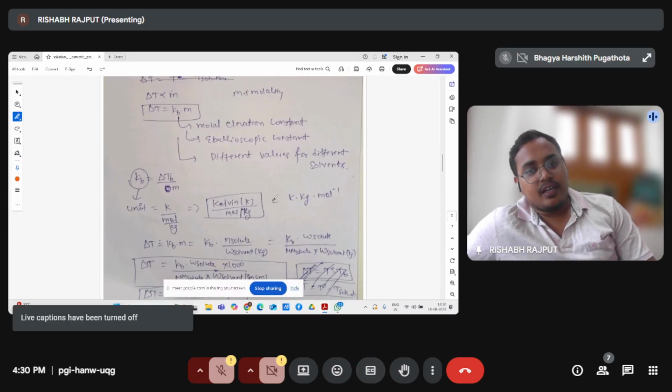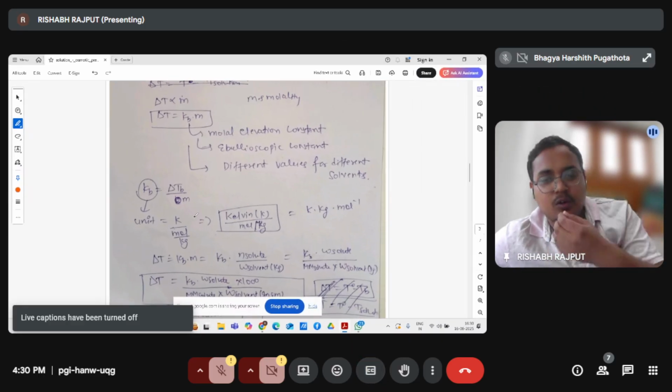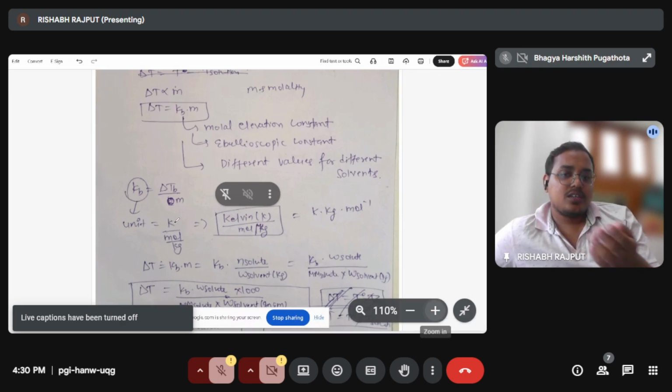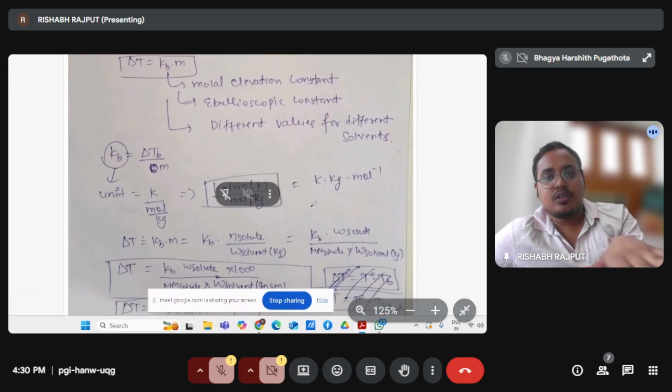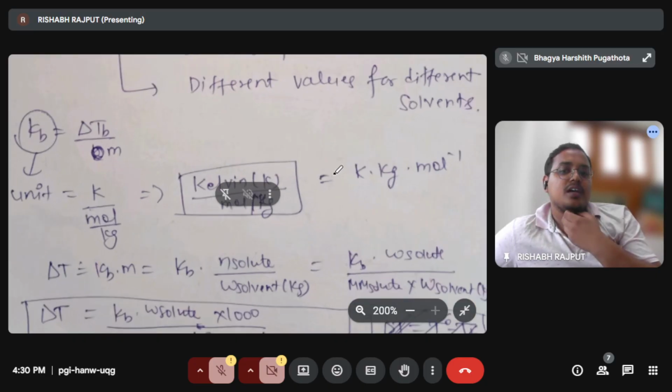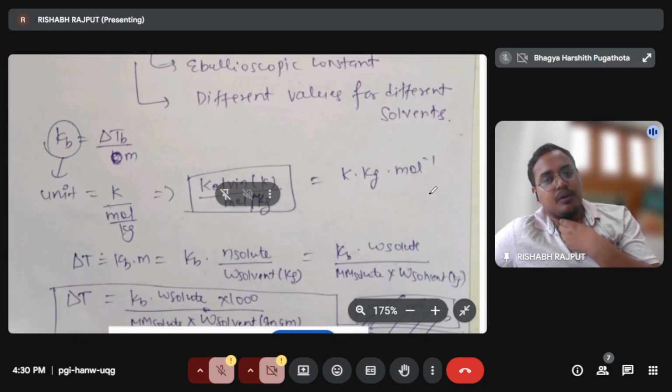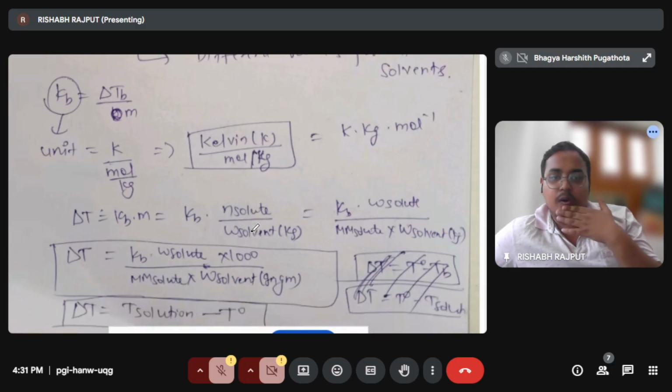If you try to solve it in your copy, you will find it: Kelvin upon mole per kg. Simplifying, you can say Kelvin into kg into per mole. That is the unit of kV. Delta T is equal to kV into m.